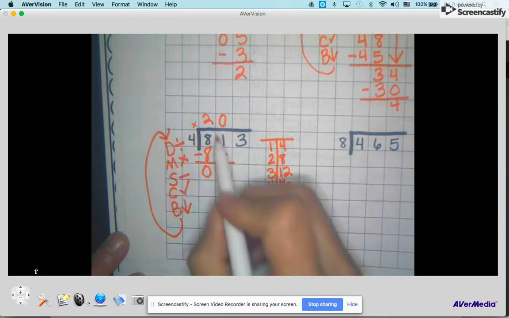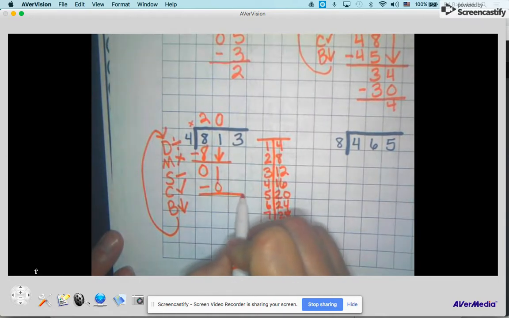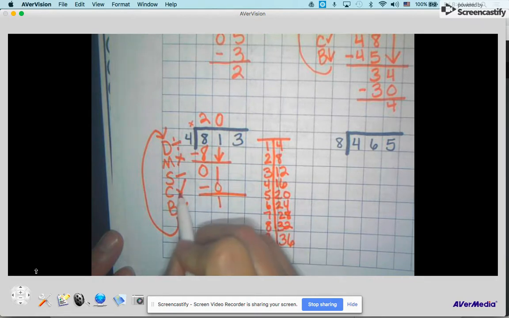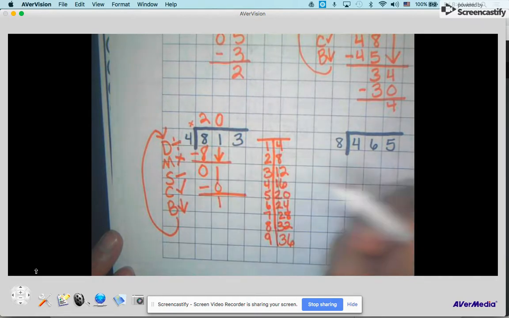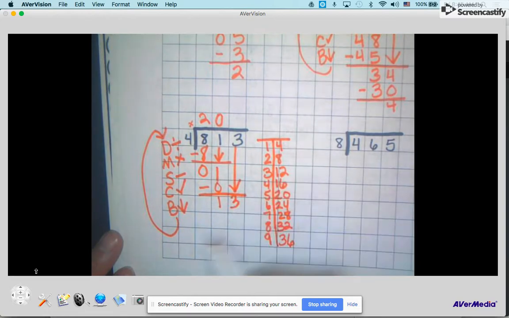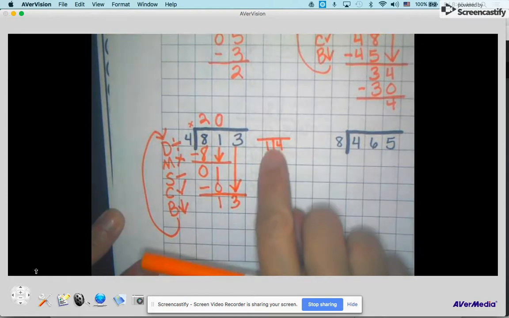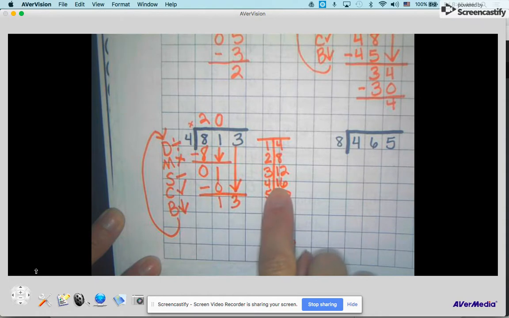Okay? And then you multiply. 0 times 4 is 0. And then you subtract. 1 minus 0 is 1. You check. Is 1 smaller than 4? Yes. And then you bring it on down and bring it on back. So now I have to say how many times will 4 go into 13? And you can look at your chart. 4 times 4 is 16. That's too big, so I've got to go back up to 3.